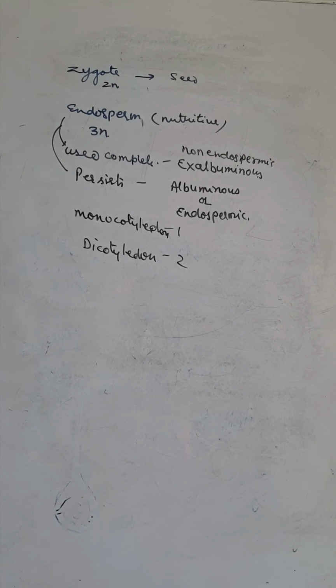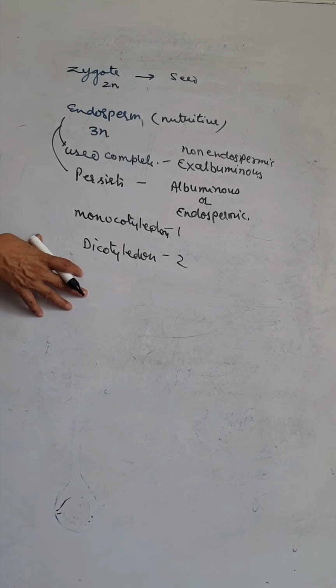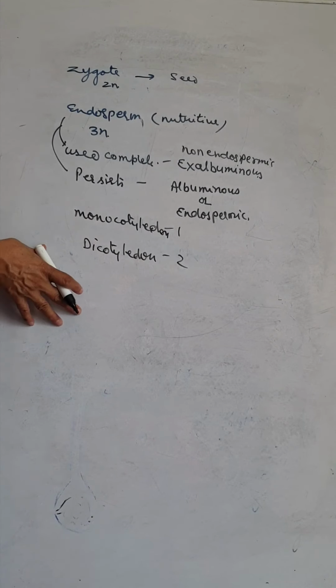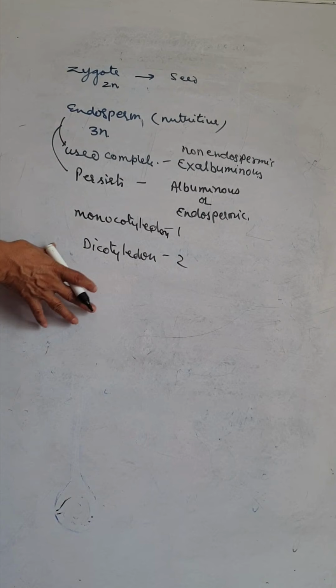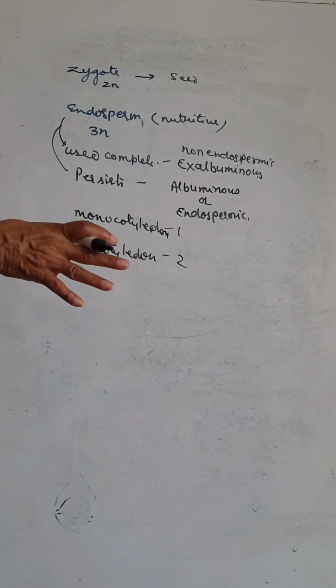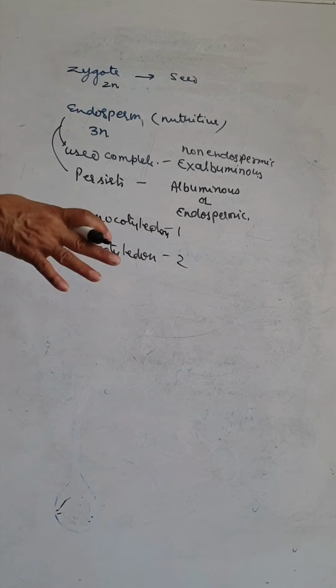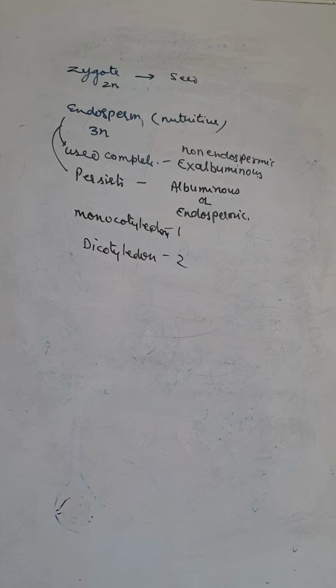So we have completed the whole plant kingdom diversity, all kingdoms except the animal kingdom. Monera we finished, Protista we finished, Fungi, Plantae. Now the next kingdom is Animalia. So Plantae is finished.